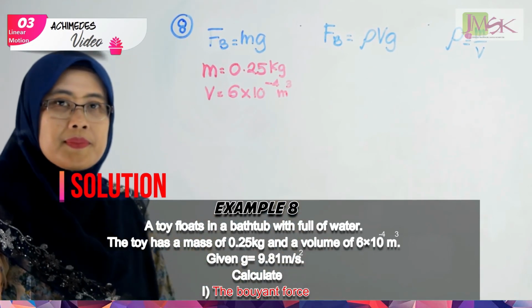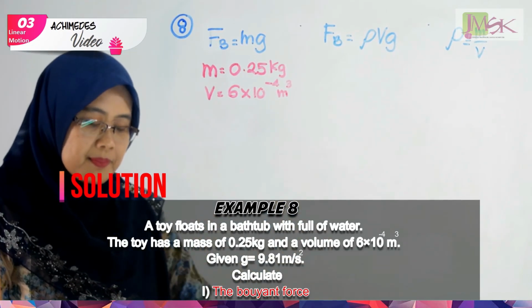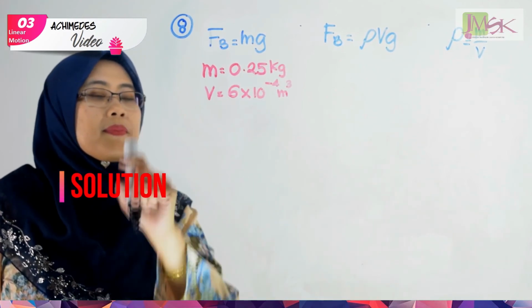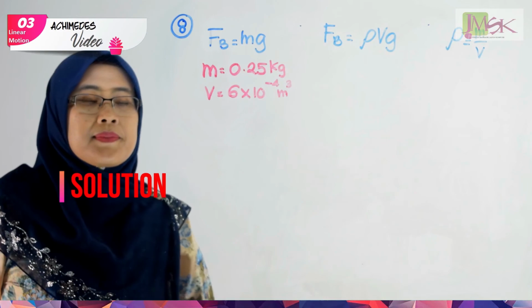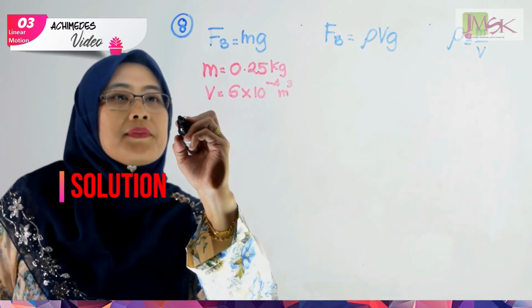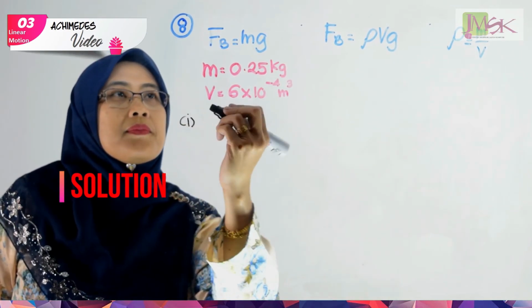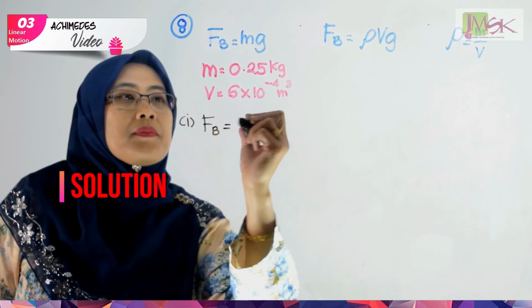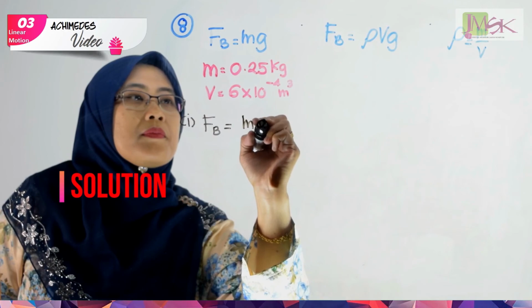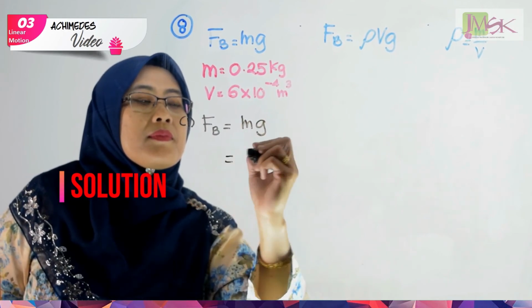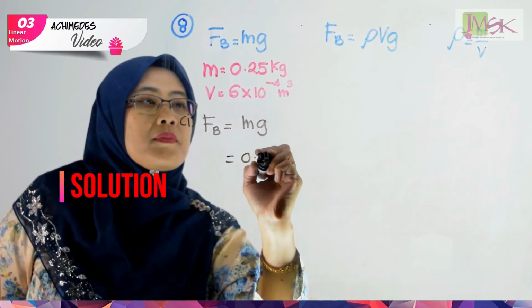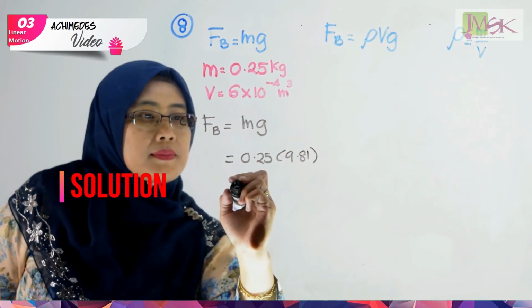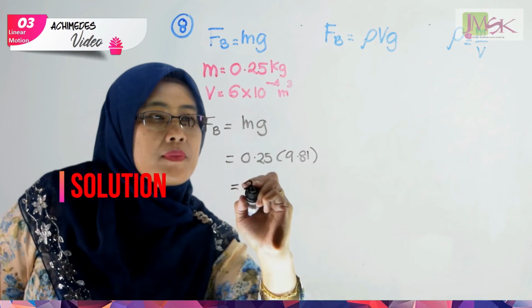Part 1 asks about buoyant force. So, which formula should be used? We use equation 1 because we have the value of the mass and gravitational acceleration. FB equal to mg, insert the value 0.25 multiplied by 9.81. The answer is 2.45 Newton.